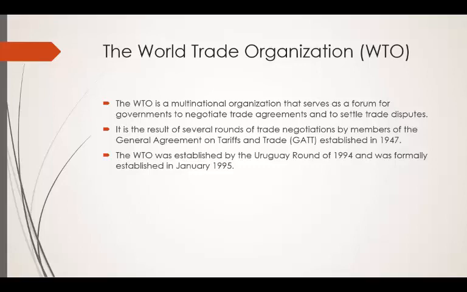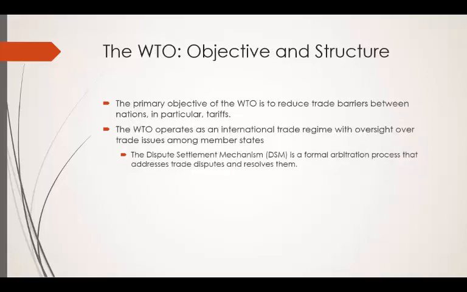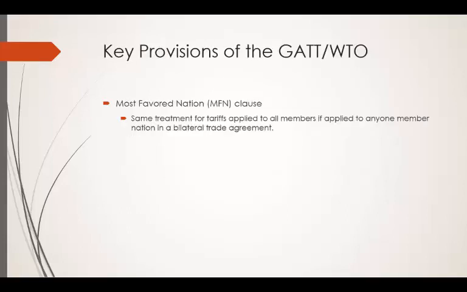The WTO was formally established in 1994 by the Uruguay round of trade negotiations that were part of the General Agreements on Tariffs and Trade, which had been established in 1947. The WTO is a multinational organization with a primary objective to reduce trade barriers between nations. As an international regime on trade, it has in place a formal and independent process by which trade negotiations occur and disputes are settled.